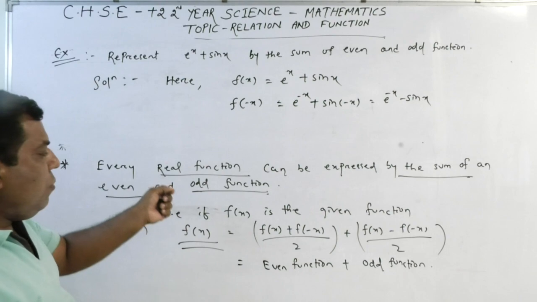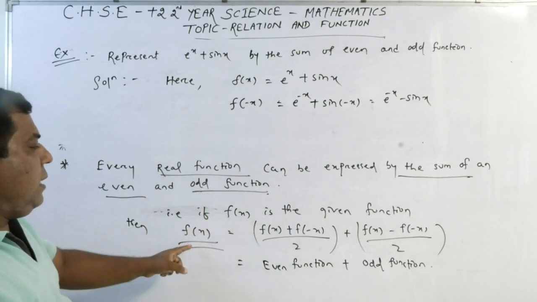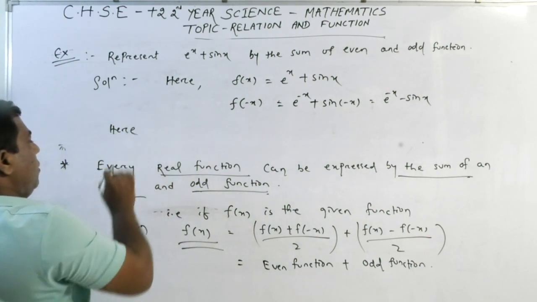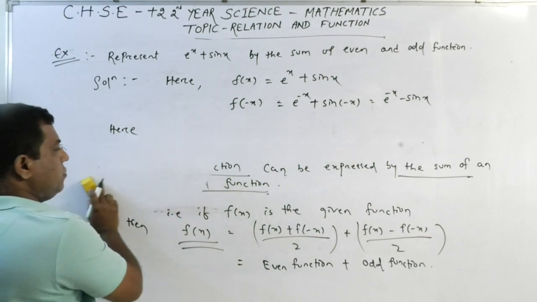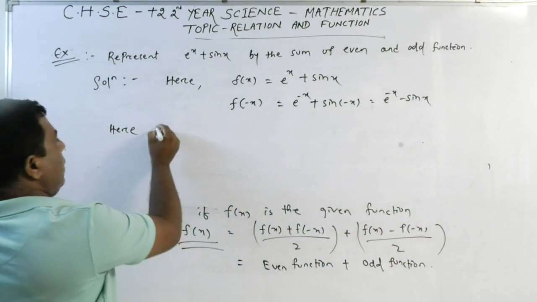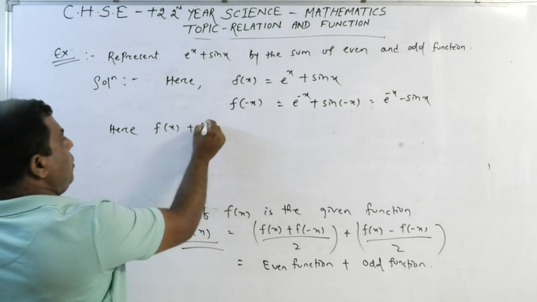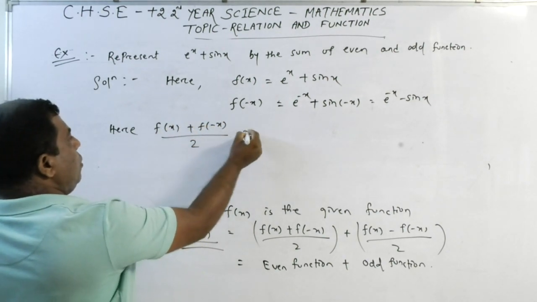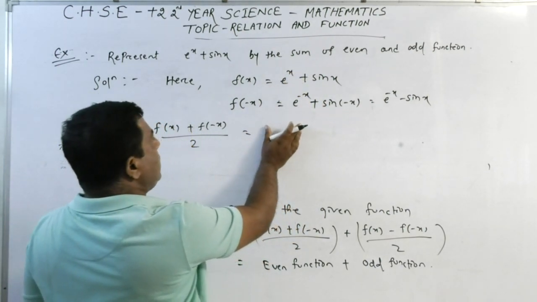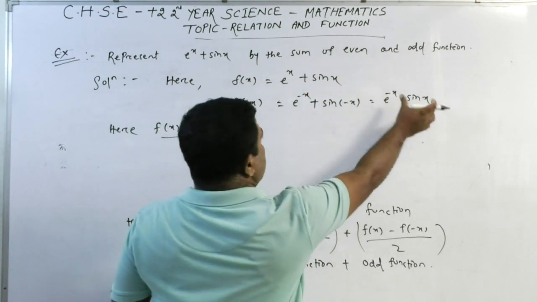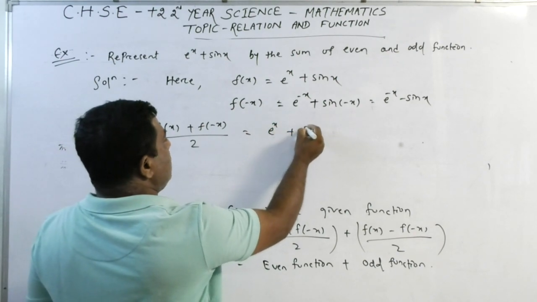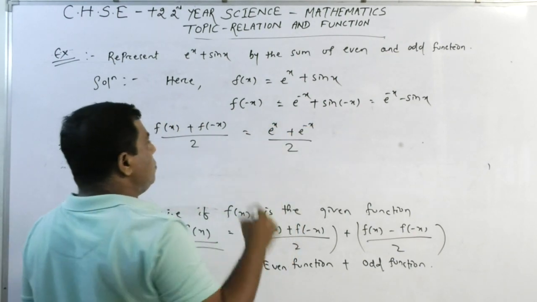Clear? As we know, sin of minus x equals minus sin x. Now, as we say that it can be convertible, so here, I am cleaning this portion now. You see here, f of x plus f of minus x divided by 2, what is its result? If I make the sum, the plus sin x and minus sin x cancel, and we get e to the power x plus e to the power minus x divided by 2.